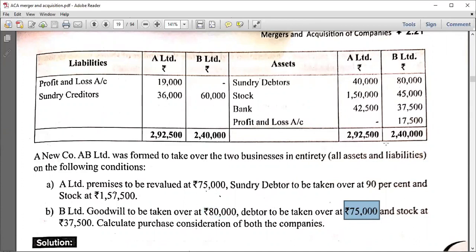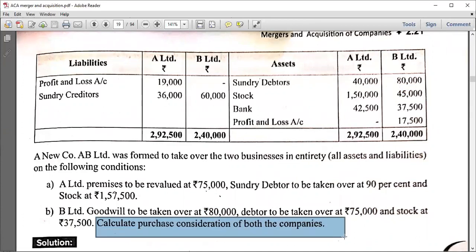And stock, look at the stock value. We have 45,000, but they will be taking for how much? 37,500. So calculate purchase consideration. Now, you might get confusion here. How to identify whether it's a net asset method or net payment method? I've told you, if they give full payment details, look at here. If they give assets information and the mode of payment, but they give insufficient information, they'll not give you full information, they'll give only partial information.